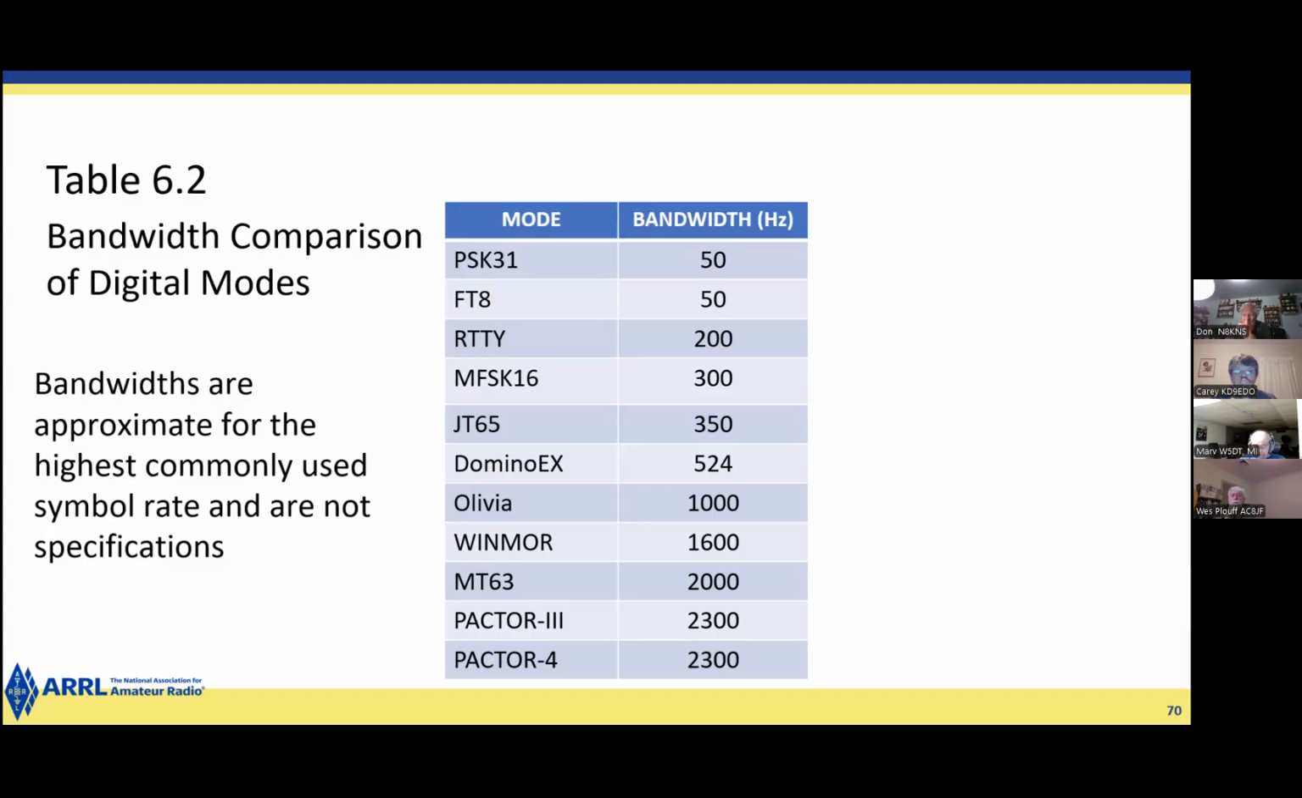You see, as the data rate goes up, the bandwidth gets broader. So for instance, if you look at Winmor and Pactor 3 and Pactor 4, which are all relatively high speed, relatively faster data on HF, the bandwidth is larger also than the data communication at the top, PSK31 and FT8, which are fairly slow.